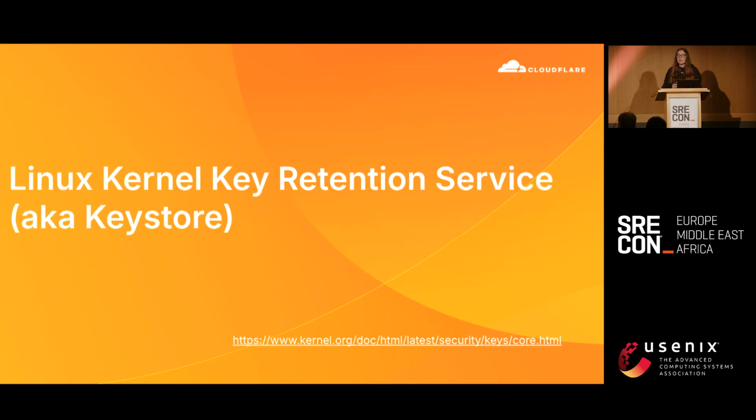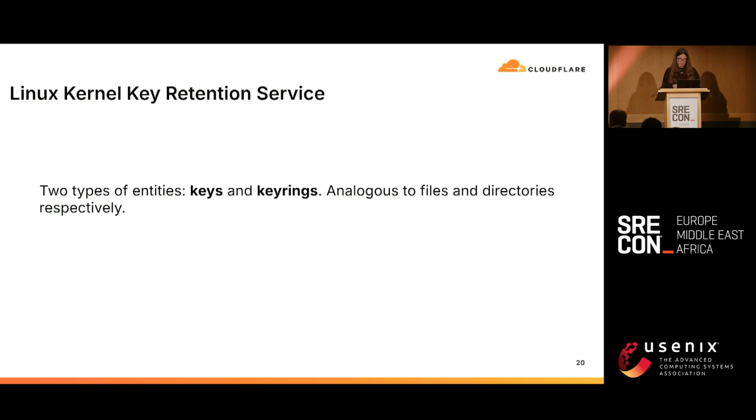And to see how we can do it, we are going to talk about the first Linux subsystem, which is called the Linux Kernel Key Retention Service, aka the keystore. This is the system where the key is provisioned, stored, and cached. It has two entities, keys and key rings, analogous to files and directories, respectively. So keys are files, key rings are directories.